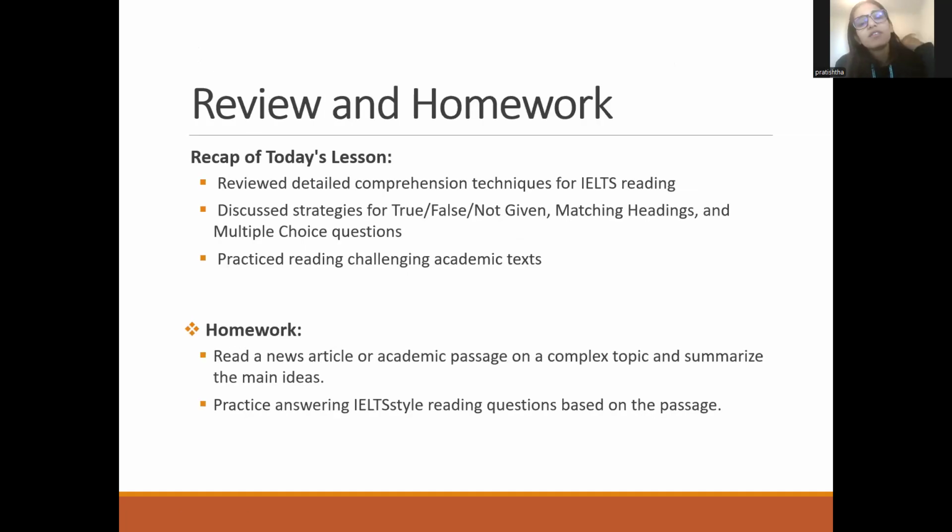Today, essentially, we reviewed some IELTS tricks for reading comprehension. We discussed some strategies for true, false, and not given kinds of questions, matching your paragraphs with the headings, and some MCQ kinds of questions, right? And we also practiced some academic texts, which are super important.